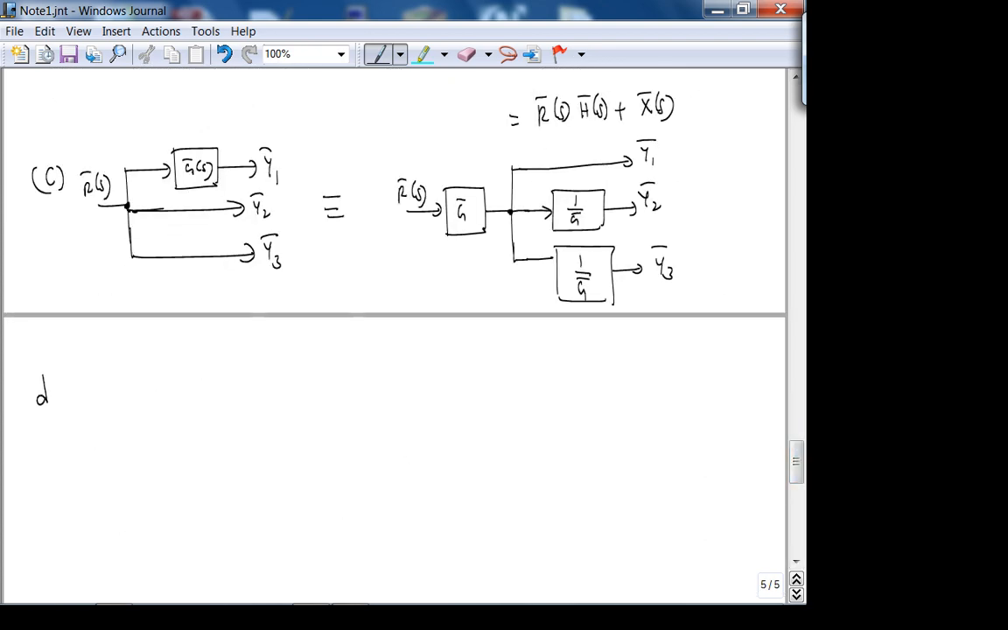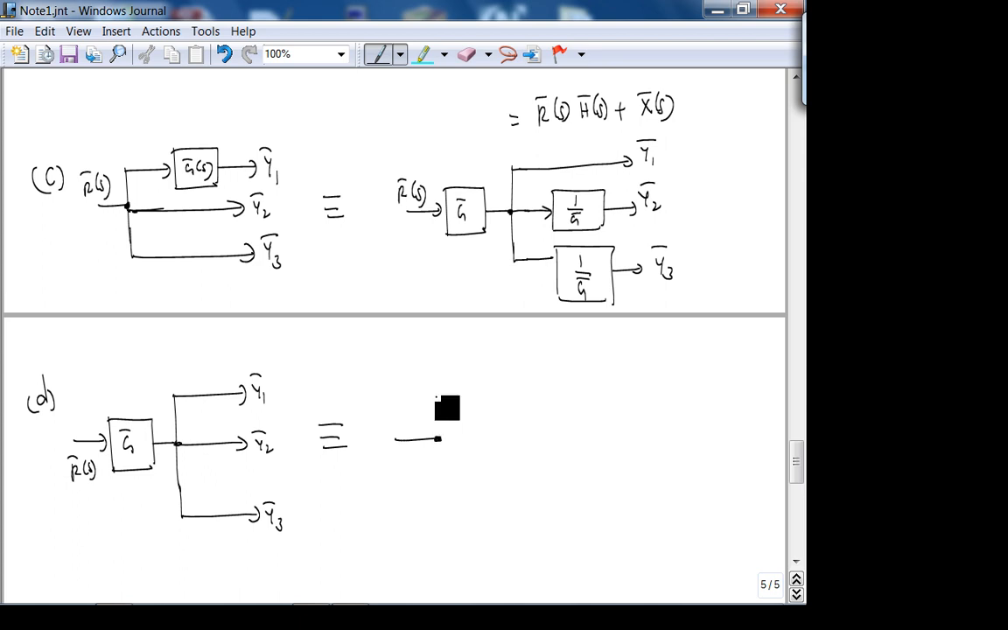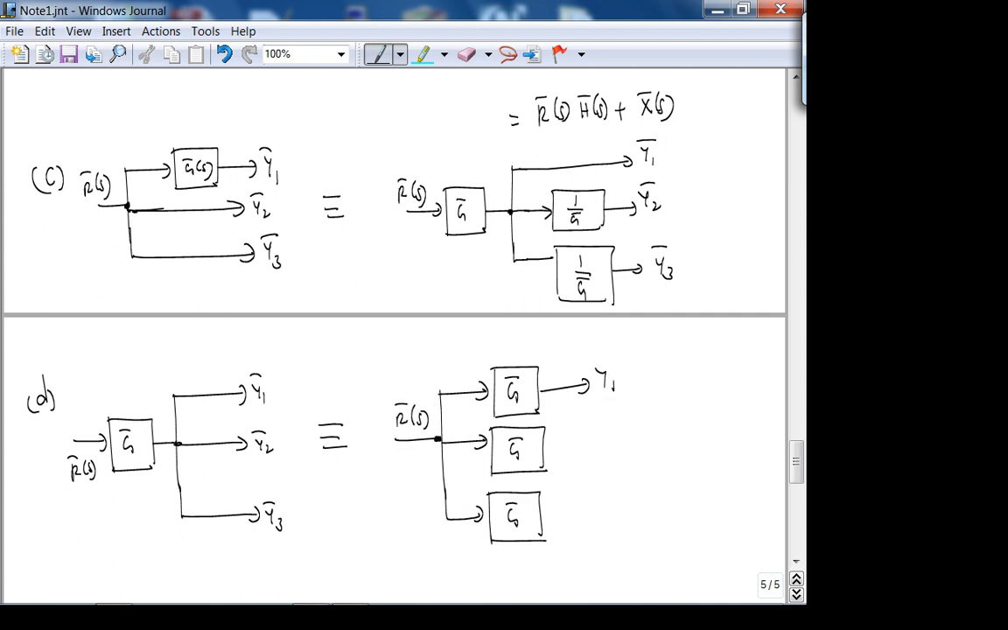Let's say I have G, and we'll do a more complicated example shortly. So here it is. I'm going to move this fellow past the pickoff point to the right. How does it change? Yep, all multiplied by G. So here's the pickoff point. I take this multiplied by G, this multiplied by G, this multiplied by G, and it's done. This is Y1, this is Y2, and this is Y3.